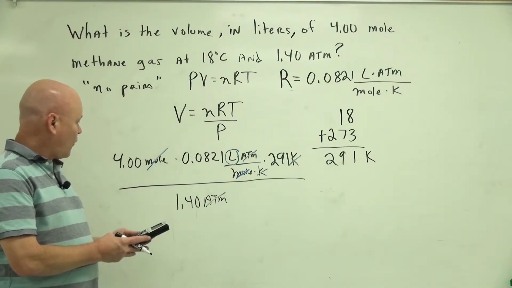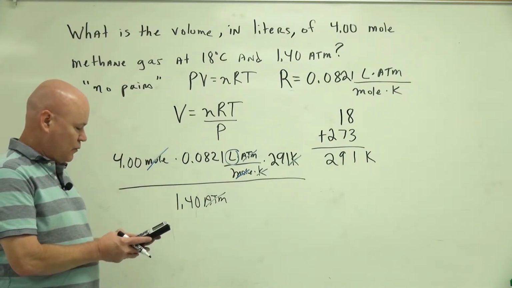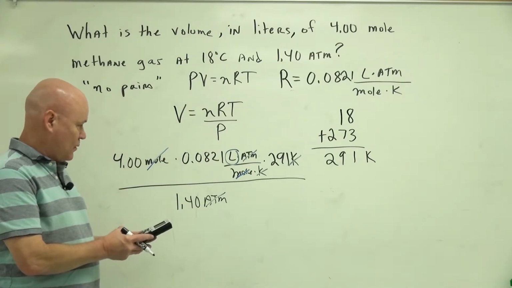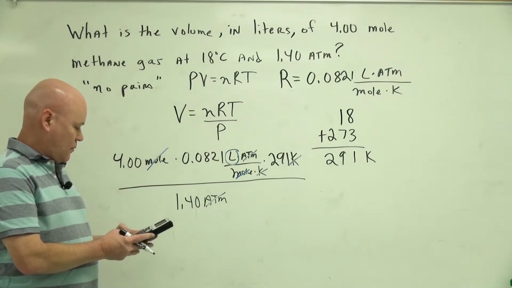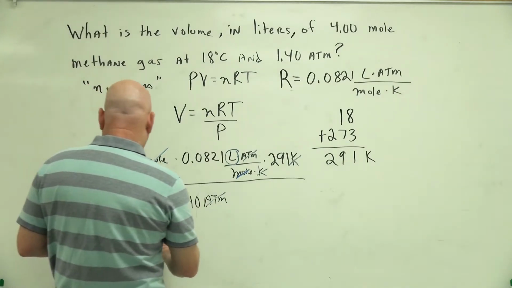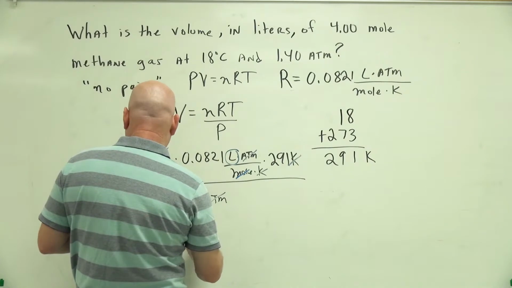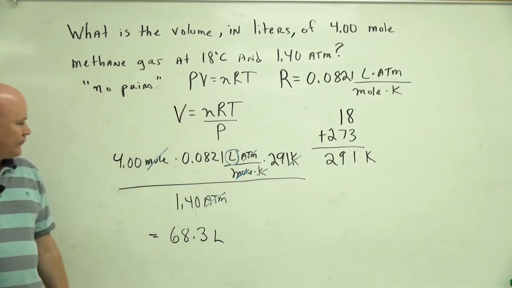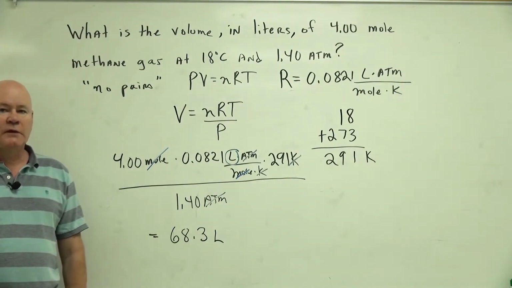So it's 4.00 times 0.0821 times 291 divided by 1.4. And I get 68.3 liters.